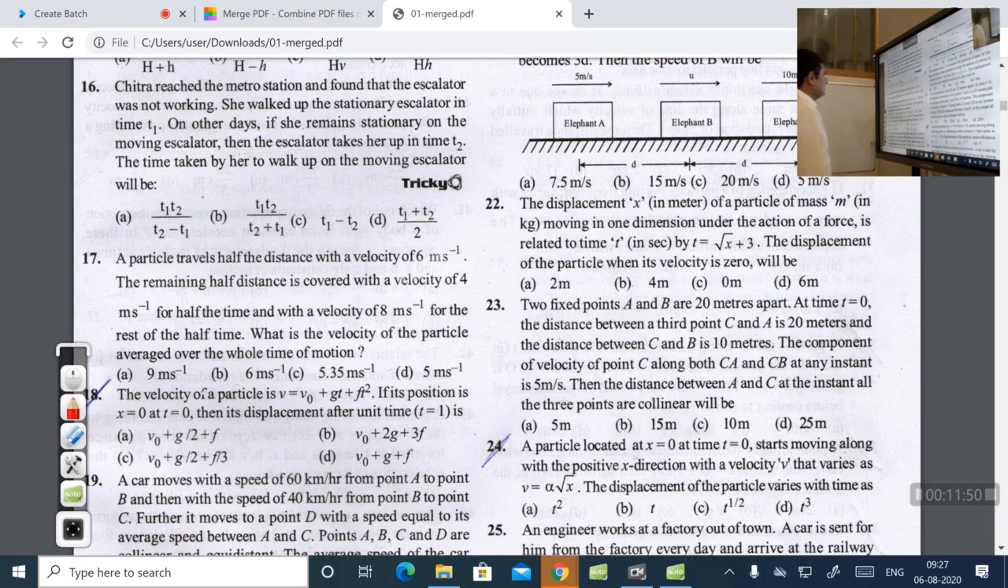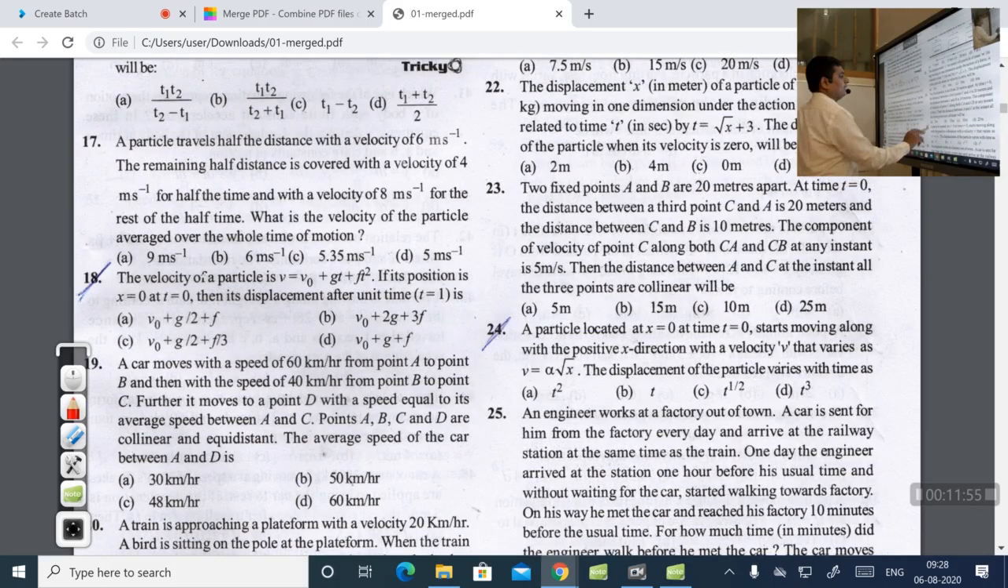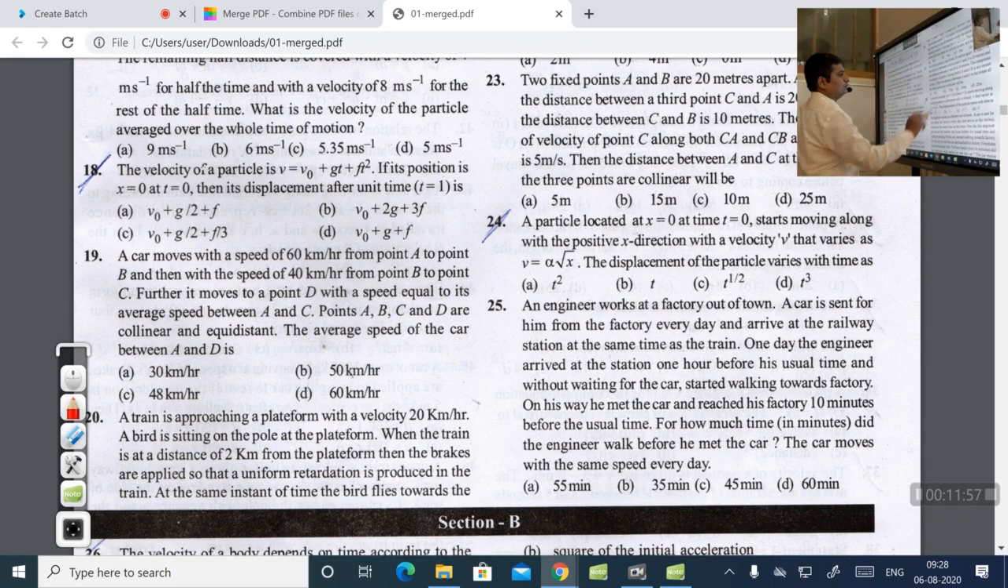Okay, so this is the 18th question. Then afterwards we have, I think, the 24th question. A particle located at x equal to 0 at time t equal to 0 starts moving along the positive x direction with a velocity v that varies as v equal to alpha root x. Then the displacement of the particle varies with time as.